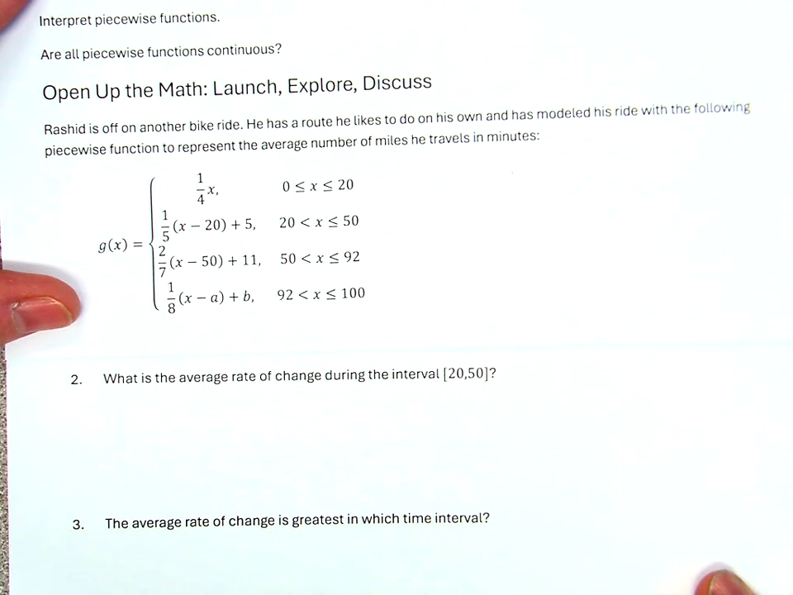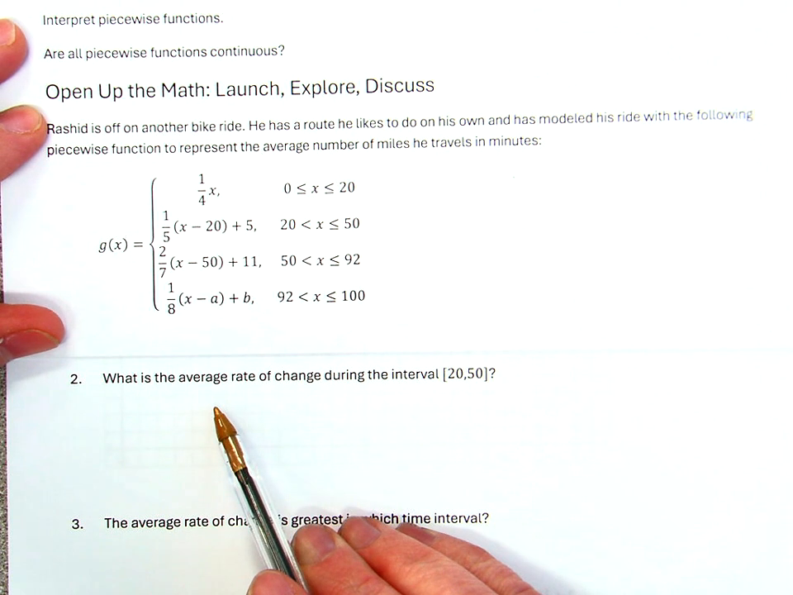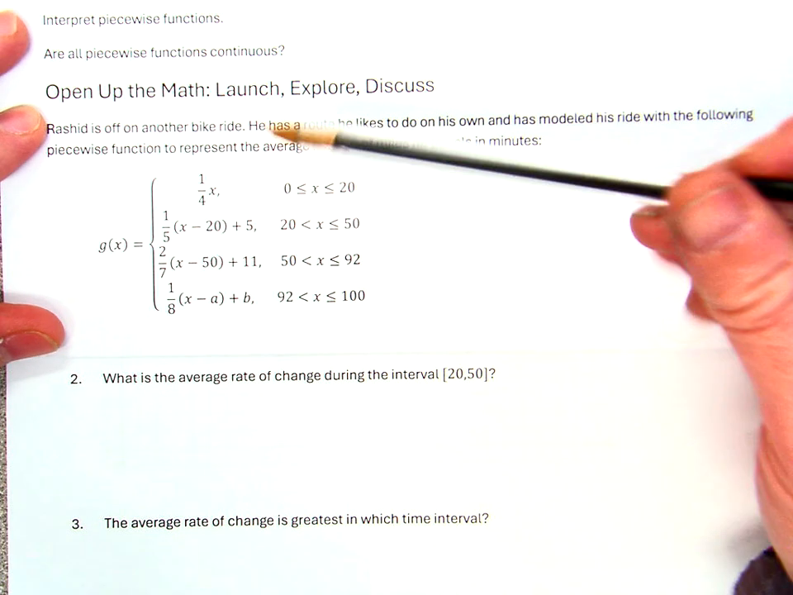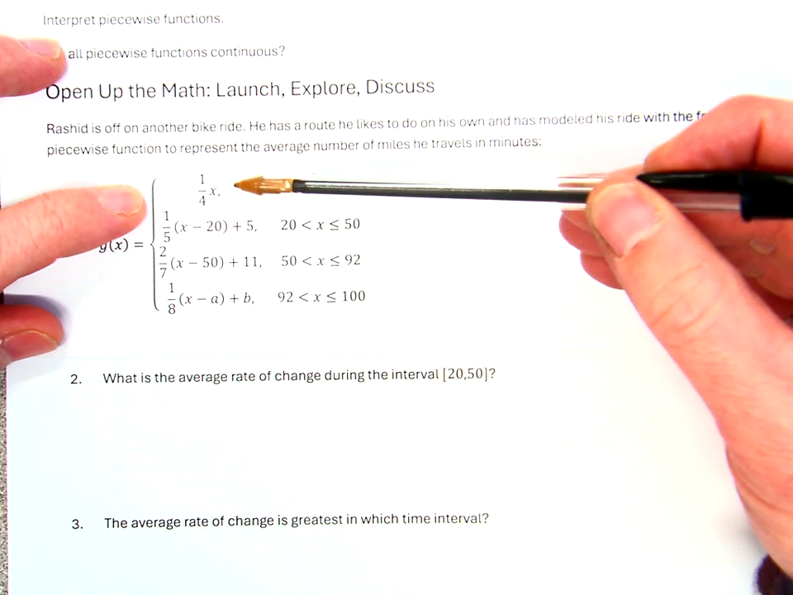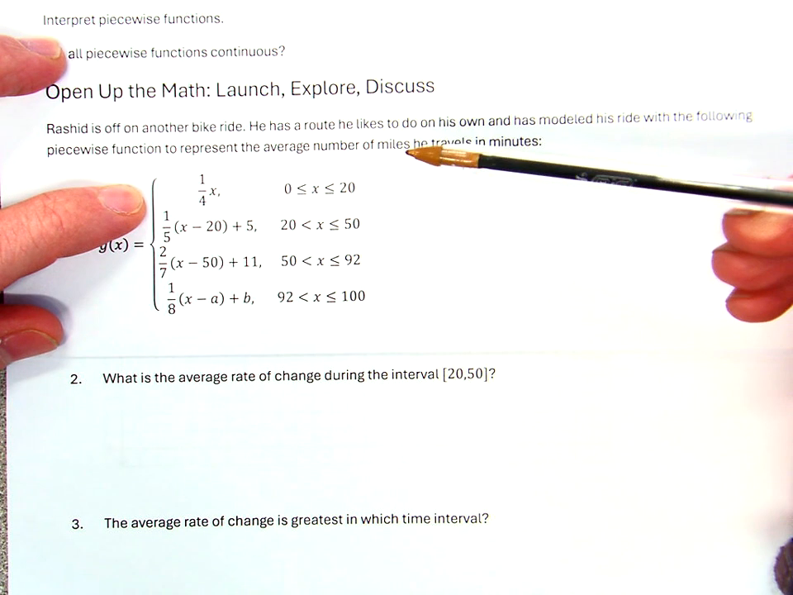So number 2, what's the average rate of change during the interval from 20 to 50? So you can pause this before each of these questions. Try to answer them on your own. Unpause it to see how this works out. All right? So average rate of change is slope, if we remember, right? And if we look at these subfunctions, this one's in y equals mx plus b form, slope-intercept form. So we can see that 1/4 is the slope.